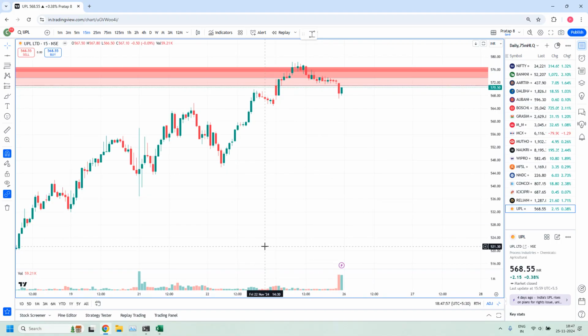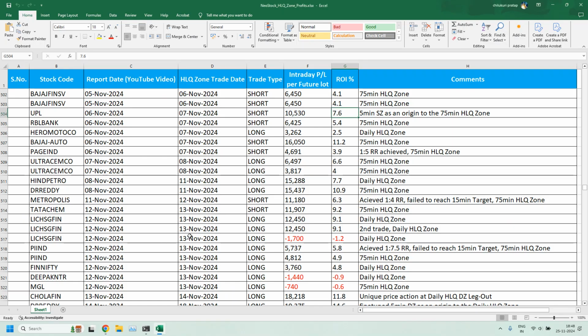That is from the HLQ zone performance point of view. Please remember, I am not talking about my trades or your trades. From the HLQ zones point of view, how well these zones are working, that is what I am tracking in the Excel sheet. That is what you should understand. These are not my trades. Several times I told this point. Even in Q&A sessions, if you have gone through them, I already explained that in one of the Q&A videos.